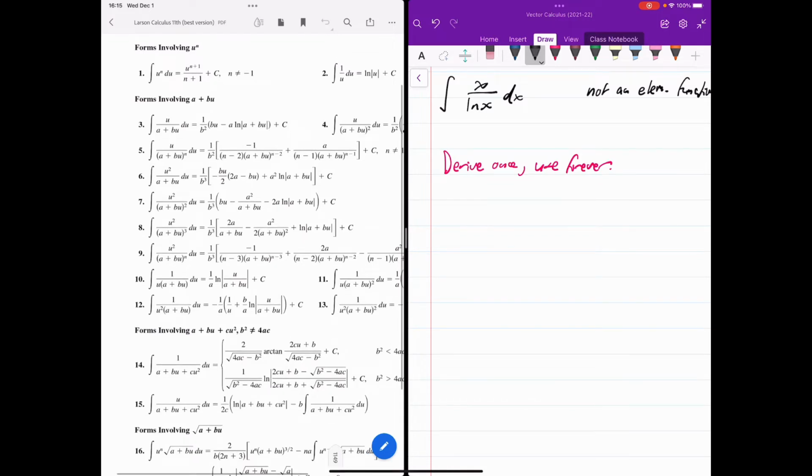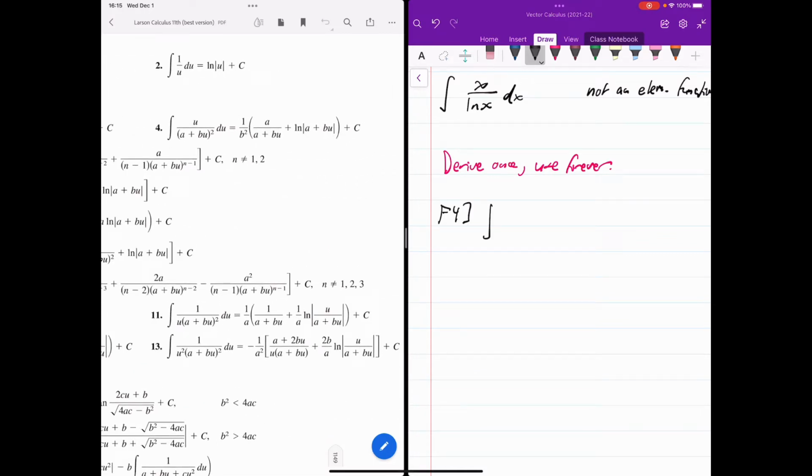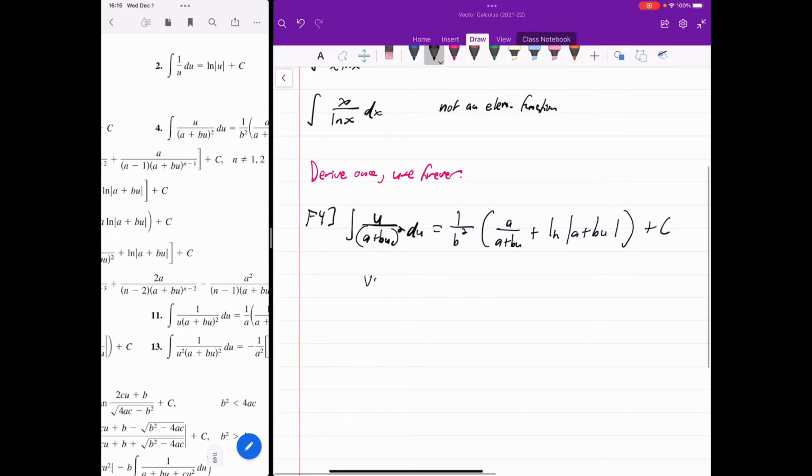For instance, if I look at, I'm going to use this F4 notation, this formula 4, which says that the integral of u over a plus bu quantity squared du, that's the same thing as, let's kind of slide this over, 1 over b squared times the quantity a over a plus bu plus the natural log of absolute value of a plus bu, absolute value plus c. Okay, this can be done via partial fractions. If I just do it based on partial fractions, a plus bu is a repeated linear factor.